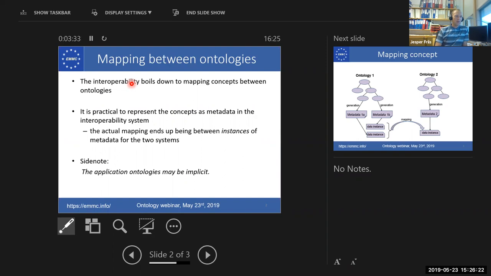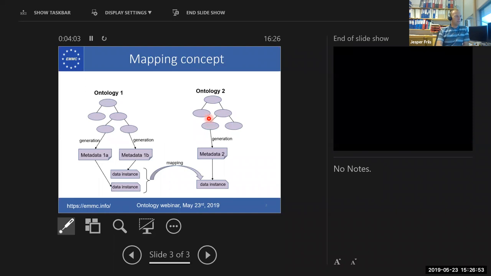And of course, when you're working practically, you need to translate the classes in the ontology to metadata. And what the mapping then becomes is a mapping between instances of metadata for the different systems, for the different ontologies. So to be a little more concrete, I try to show it again. Here we have two ontologies, and we really want to be able to have information that we express in ontology one mapped, represented in ontology two.